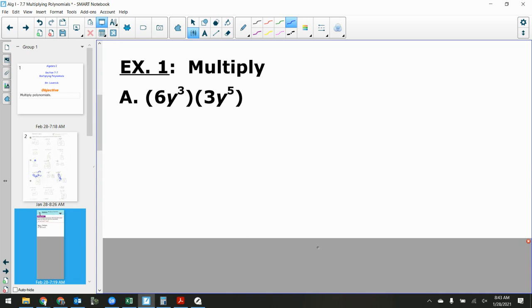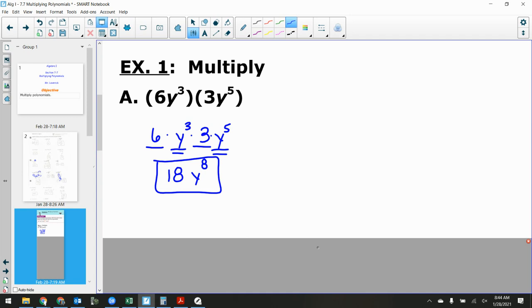Multiplication. So really, this is all just multiplication. I could rewrite this to say 6 times y to the 3rd times 3 times y to the 5th. Now, we know that we can multiply in any order and it's not going to change the outcome. So let's multiply 6 times 3. What is 6 times 3? 18. And then we can multiply y to the 3rd times y to the 5th. What's that? Y to the 8th. Remember, add exponents when multiplying with bases.